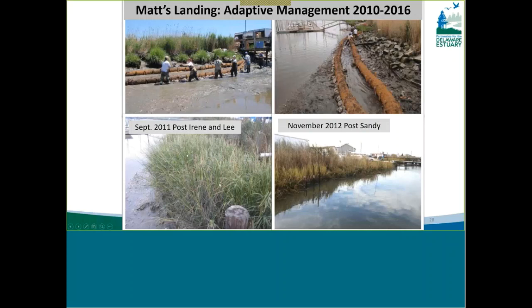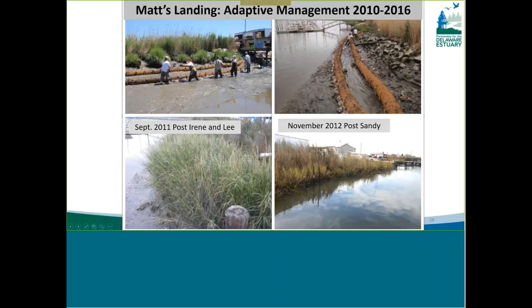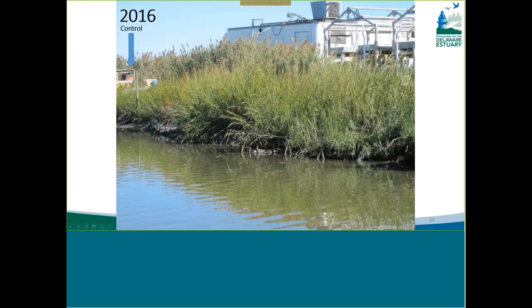In 2011, post-Irene and Lee, everything was doing well. In 2012, post-Sandy, everything was still doing well. And in 2016, here are those crab shedding barns. That's where they ended up putting those in. Still a pretty decent living shoreline. This was all riprap, just back to the phragmites. That's all that was there in 2010, as you can see right here in this picture.